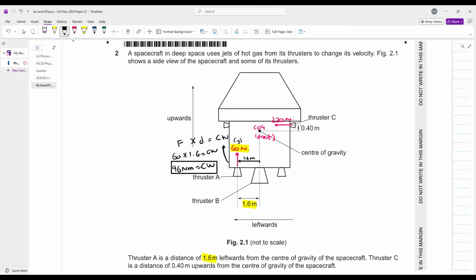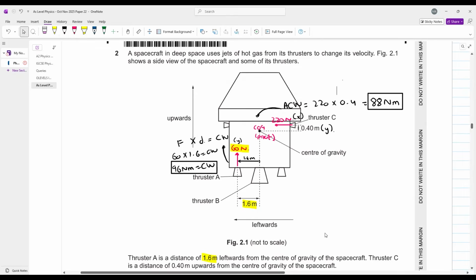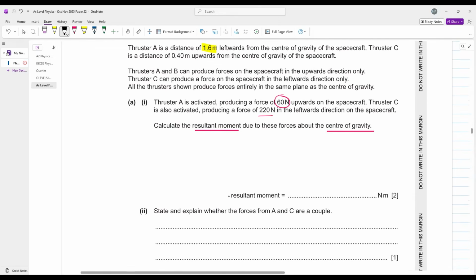Furthermore, if you realize this 220 Newton की force will rotate you in the anti-clockwise direction. अब ये force किस axis में है? X axis में. The force is acting horizontally, so the perpendicular distance will be in the y-axis or vertical. 220 into 0.4. What is the anti-clockwise moment? 88 Newton meter. ठीक है. Anti-clockwise moment क्या हो गया भाई? 88 Newton meter. Clockwise moment क्या हो गया? 96. Can you subtract and calculate the resultant? Yes.